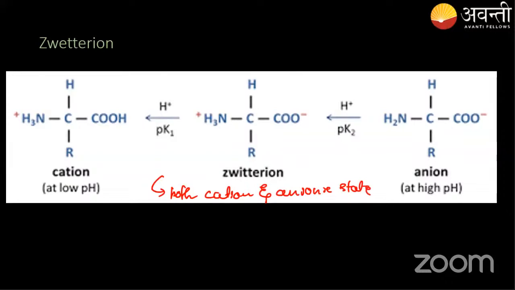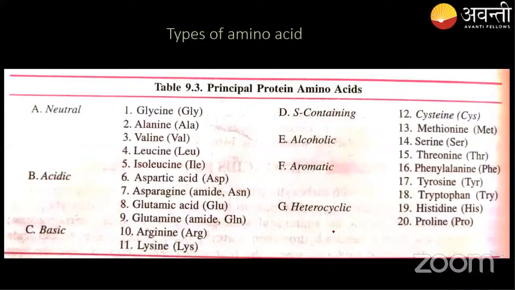But sometimes it will form an in-between shape, having both positive and negative ionic states. We call it a zwitterion. This is one of the important properties of amino acids, which helps in the formation of the bond. This is a simple thing. We will move on to the types of amino acids.